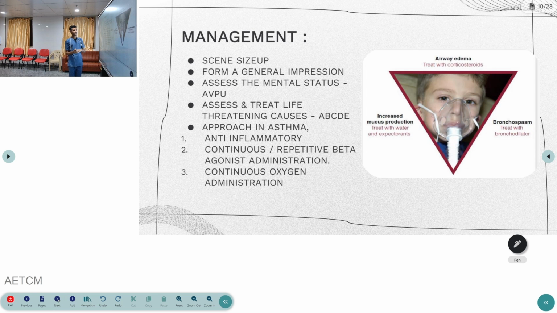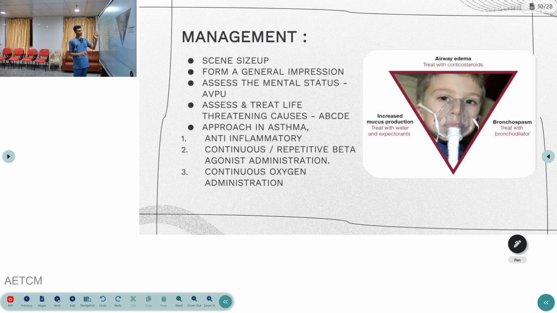Management-wise, we assess scene size, form a generalized impression, do the initial 10-second assessment, and assess mental status using AVPU. We assess and treat life-threatening causes: airway, breathing, circulation, disability, exposure. That is a constant one.